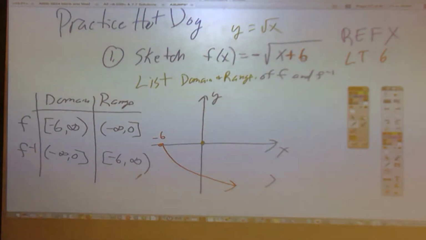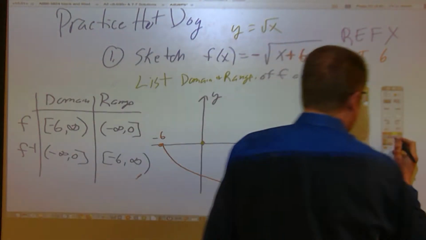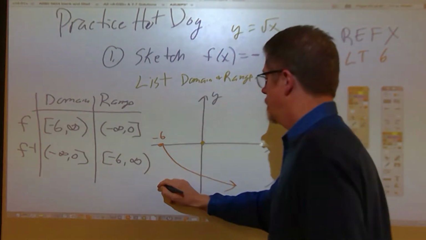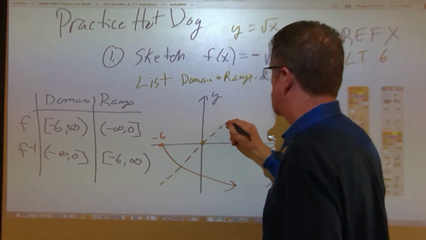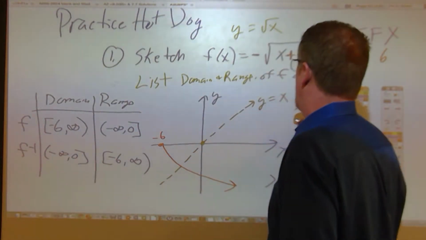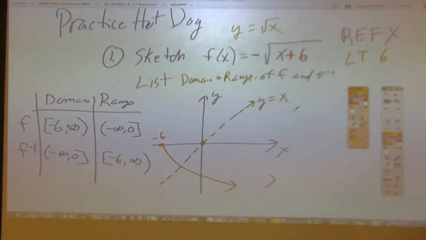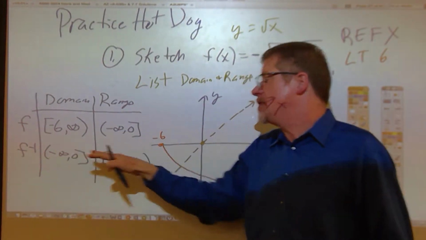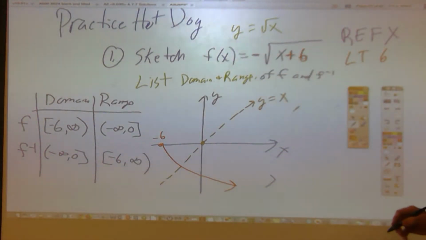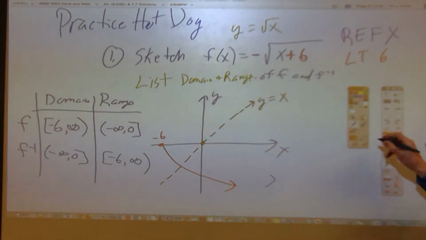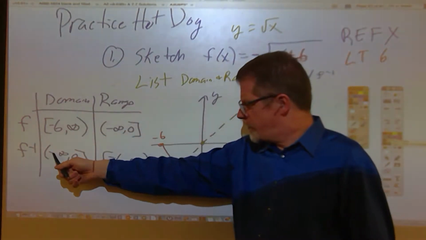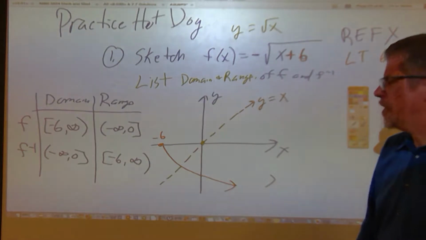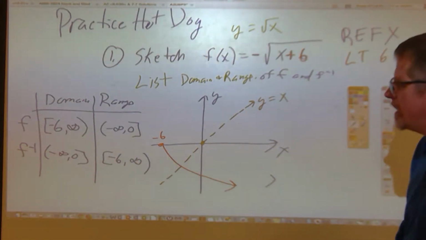So this will help you accurately flip the red graph over the line y equals x. So sketch the graph of y equals x, and let's flip the red graph over this line with our attention focused on the domain and the range, because the graph that we come up with had better have a domain of negative infinity to 0 and a range of negative 6 to infinity. Let's try it.